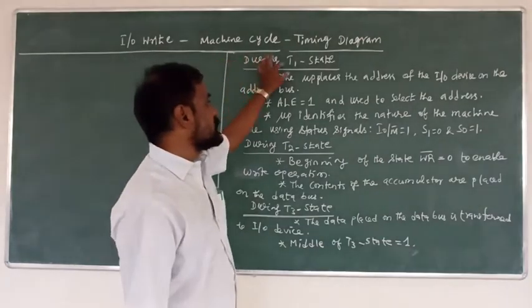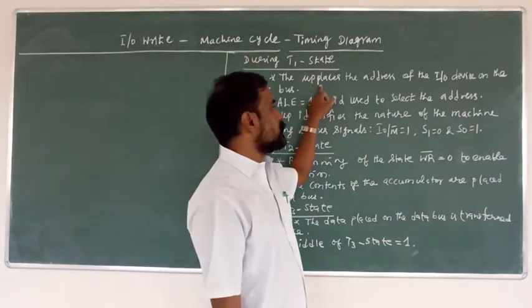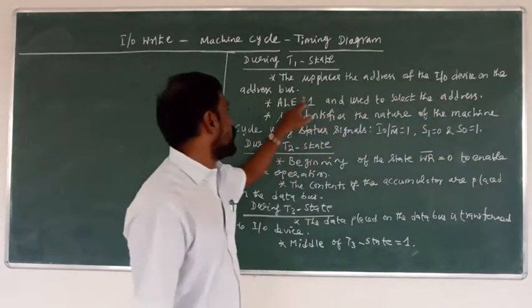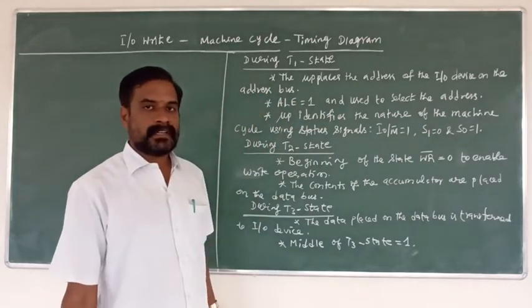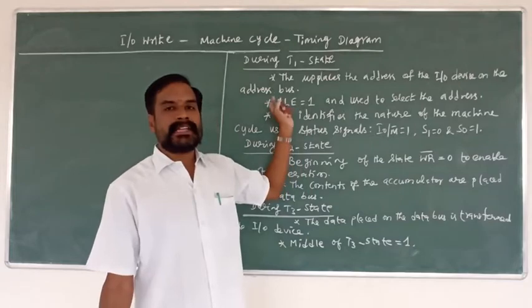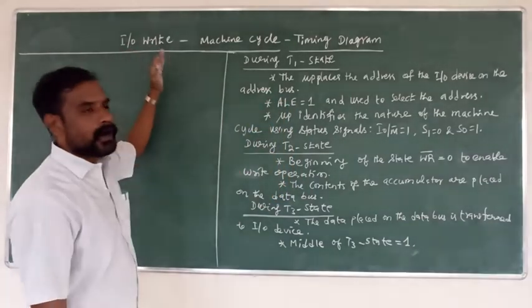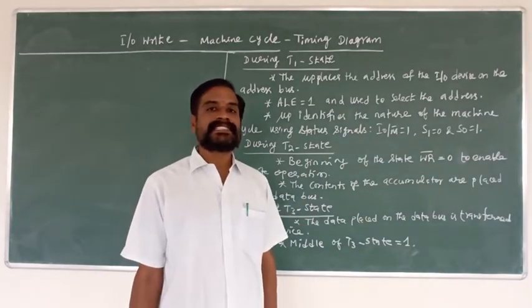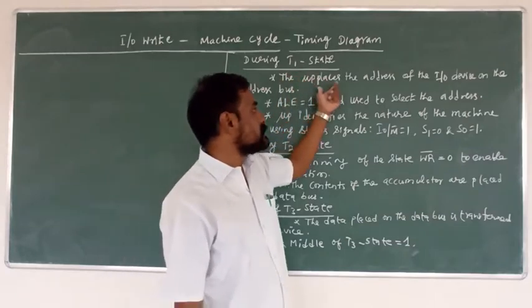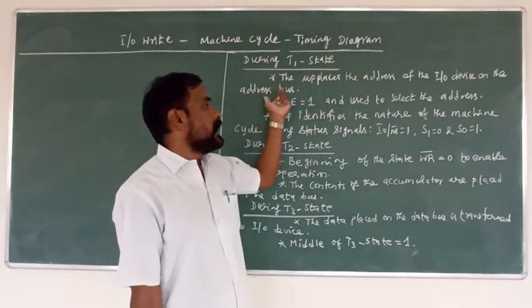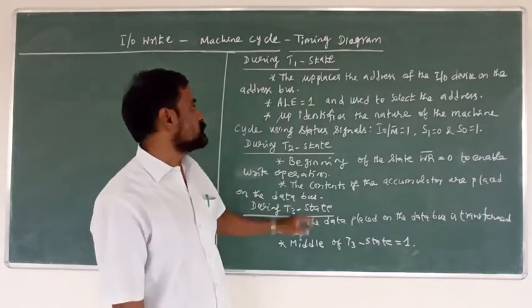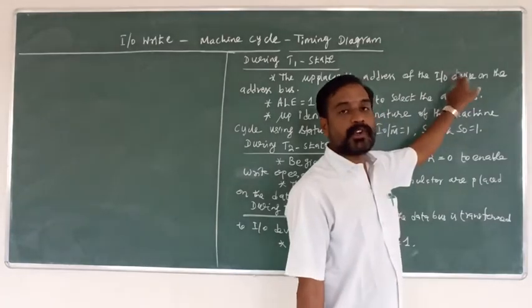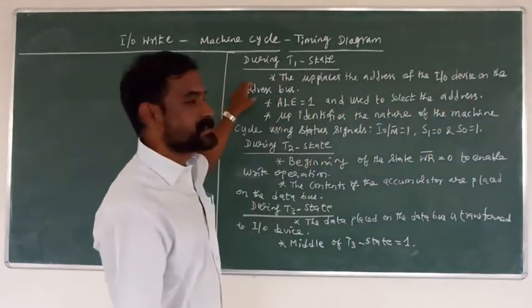During the T1 T state, the microprocessor places the address of the input output device on the address bus. Here, either for an input device or an output device, it requires an 8-bit address instead of a 16-bit address. The microprocessor places that input output device address on the address bus.